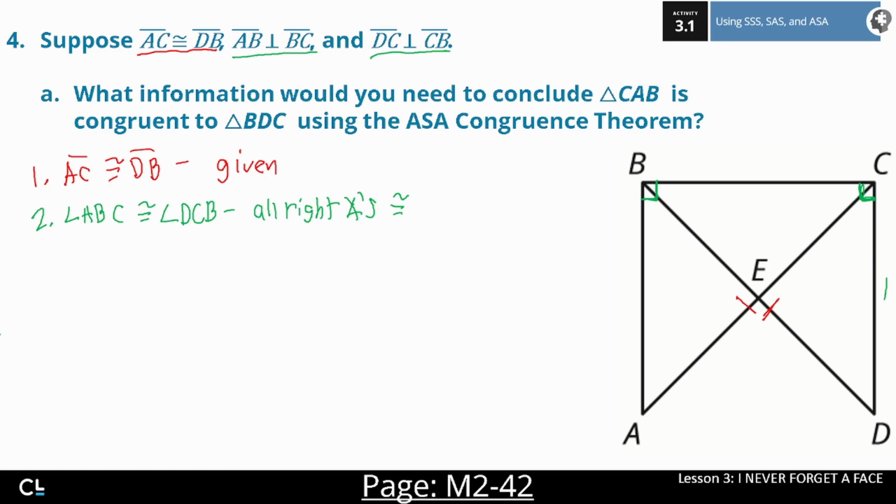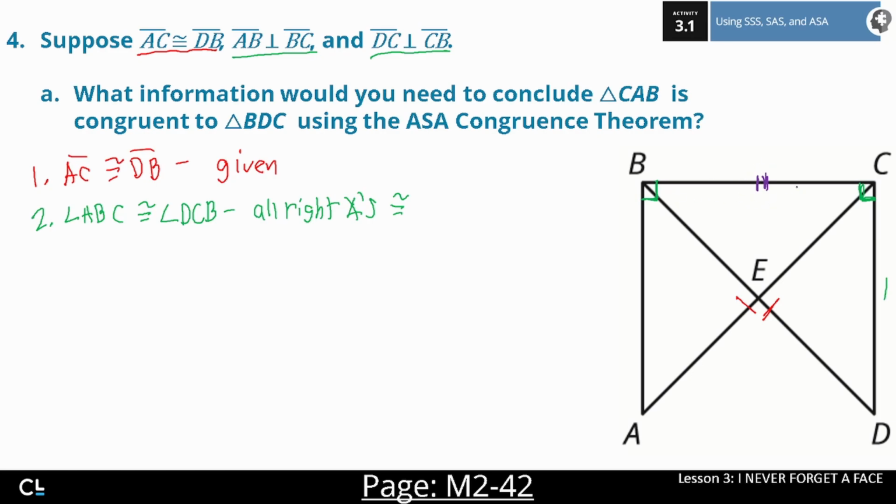When triangles overlap, we always should look to see if they share anything. And once again, these share a side. They share this side right here, right? So we're going to put a double marker on it. They share this side right here.